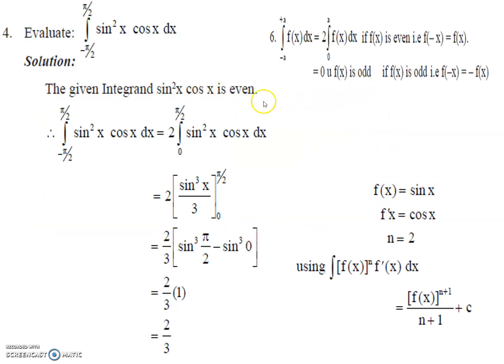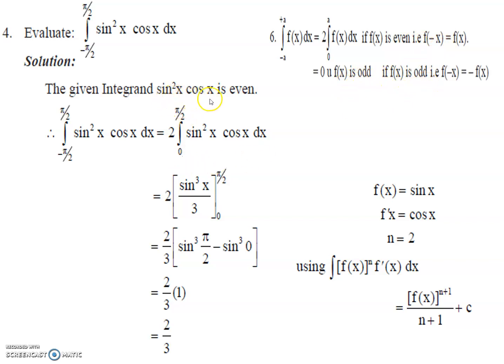So we have to take the example based on this. If the function is odd, we have to use this property. The integral of sine square x cos x from minus pi by 2 to pi by 2: the lower and upper limits are the same, but one is negative and one is positive. We have to use this property: the integral of f of x dx is equal to 2 times the integral from 0 to a of f of x dx when the function is even, and 0 if the function is odd.